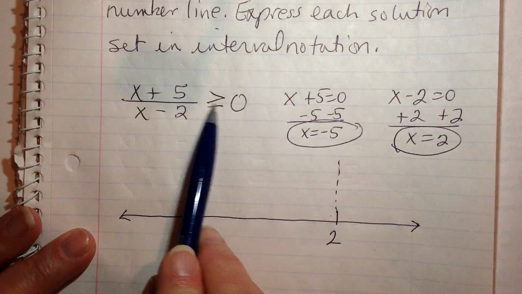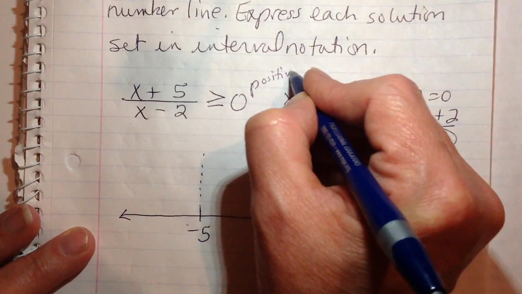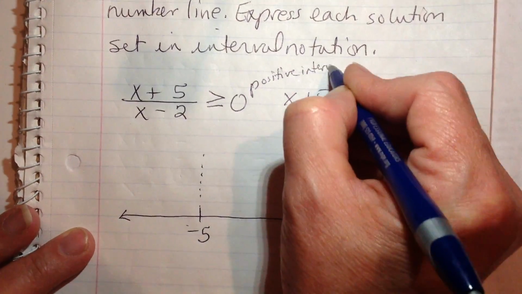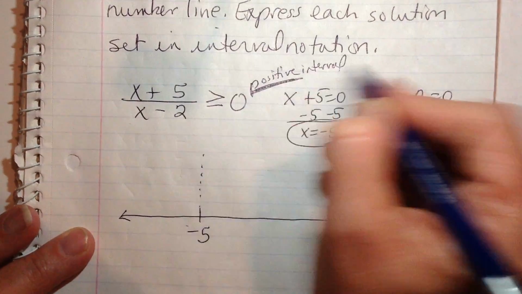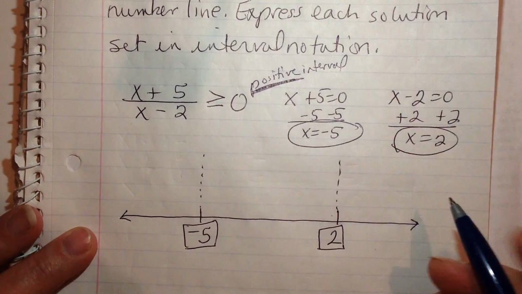Look at my original problem, greater than or equal to 0. So I am looking for positive intervals. Anything greater than 0 would need to be positive intervals. So these are my critical numbers. Let's pick some test numbers.